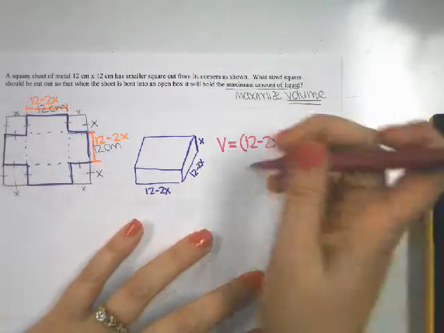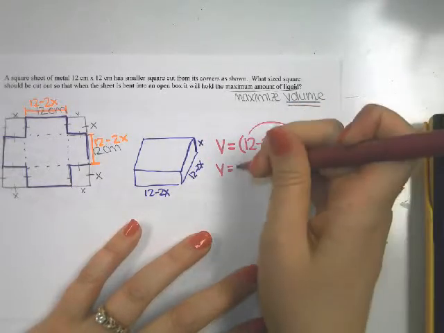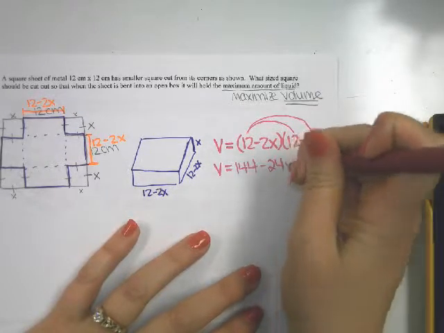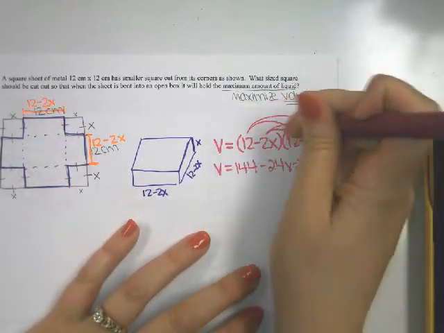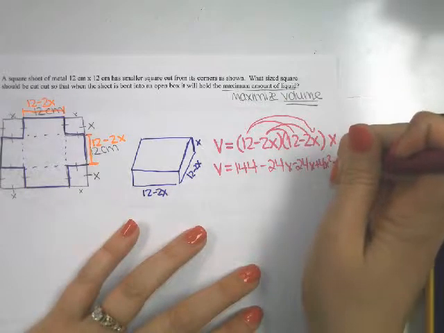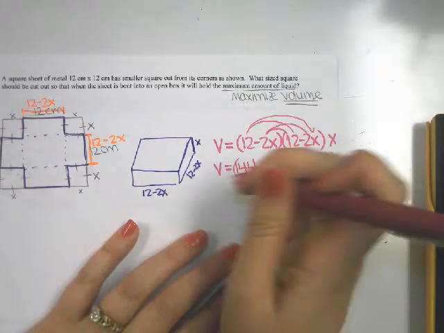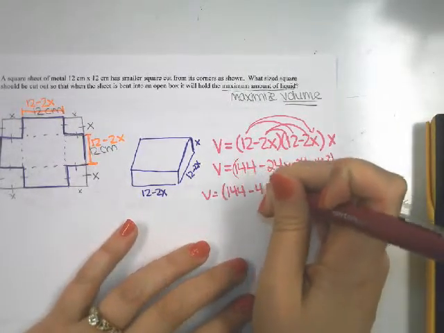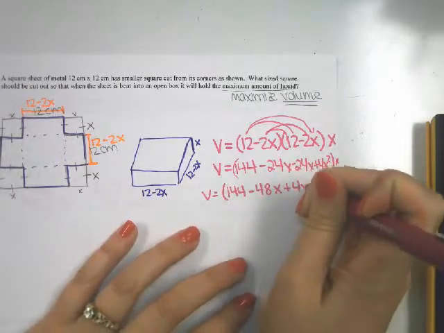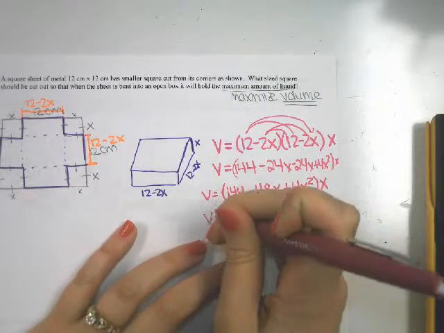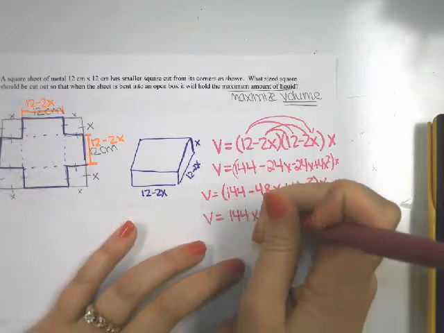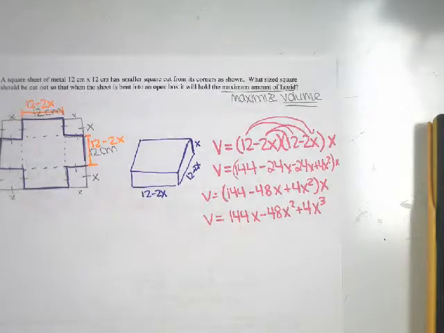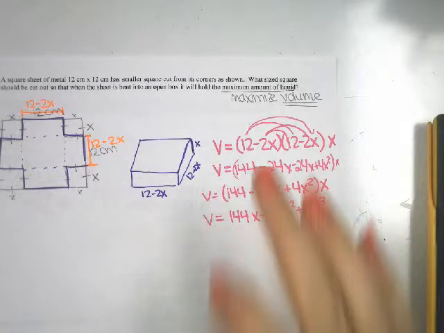So I'm going to do a little distributing. 12 times 12 is 144. 12 times negative 2x is negative 24x, minus another 24x, plus 4x squared, times x. So put our like terms together inside the parentheses: 144 minus 48x plus 4x squared, times x. Distribute the x. So there's our volume formula, and we want to maximize it.